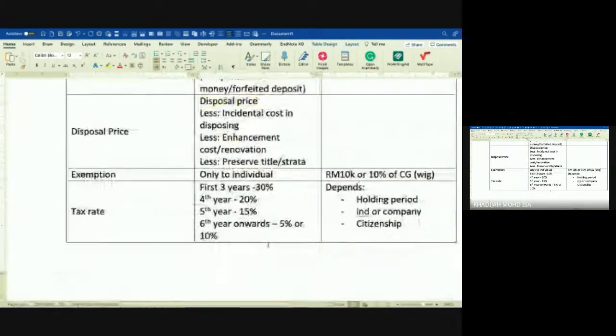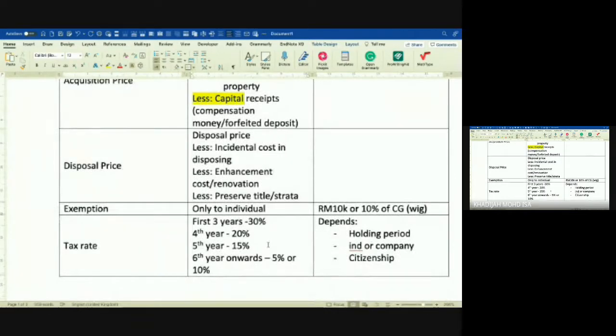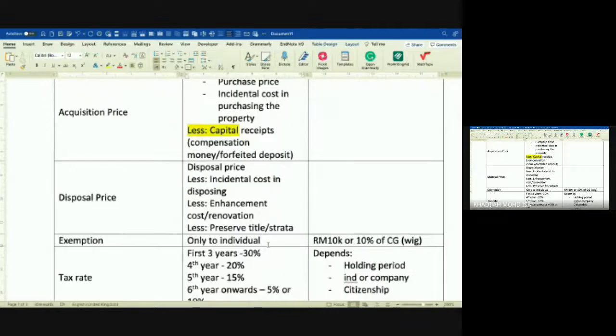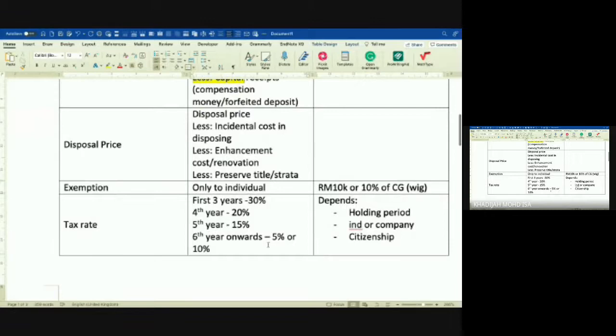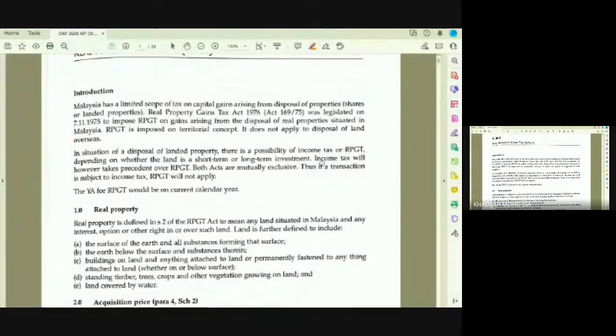All right, and then when you do the disposal price minus your acquisition price, then you see that I do have a chargeable gain. So if you have a chargeable gain, that means that you are subject to RPGT. But before you compute your RPGT payable, there are some exemptions given. For example, exemption to individual. If the disposer is an individual resident, do you have to be a resident to have this 10% exemption?